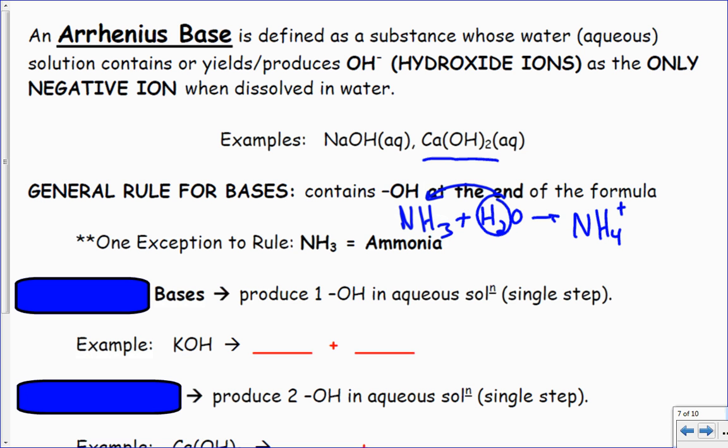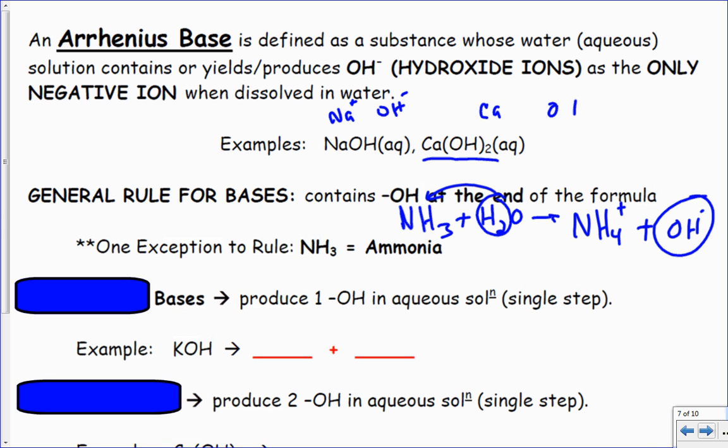NH4 plus ion. This is an ammonium ion. And then I'm left with OH minus, because I lost an H on my water. And I just turned it around. HOH, same thing, right? Look at that. I just produced OH. And this produces NaOH. Calcium hydroxide produces CaOH.